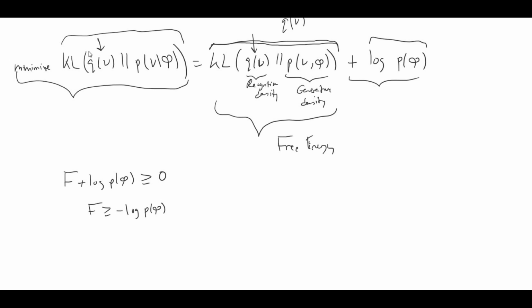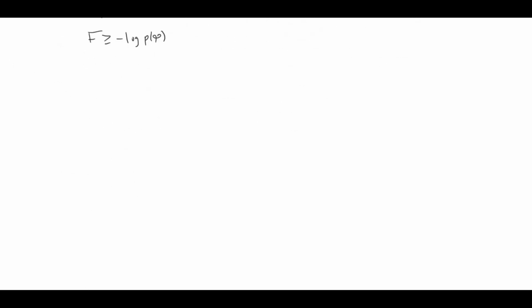So let's turn our attention to this particular KL divergence here. Let's again write down what we want to do. We want to pick the Q of nu that will minimize this other KL divergence measure between the R density and the G density, where the R density is Q of nu and the G density is this joint. This is what we would like to do.